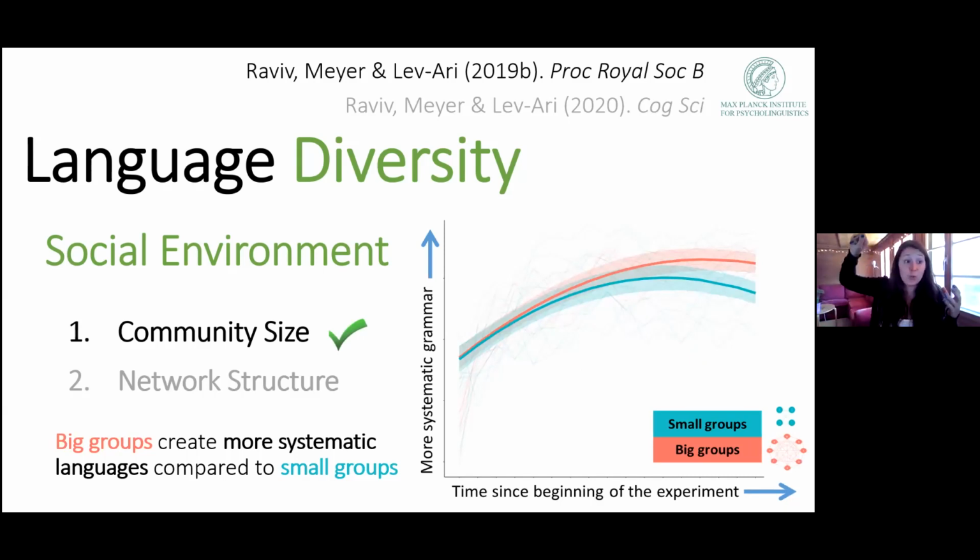So this is also the slope and also the error bar. And I don't know if you can see it on your screens, but the blue groups are all over the place. Some have really high structure, some have really low structure. And the red groups, the big groups, are all systematically and quite consistently doing the same thing.